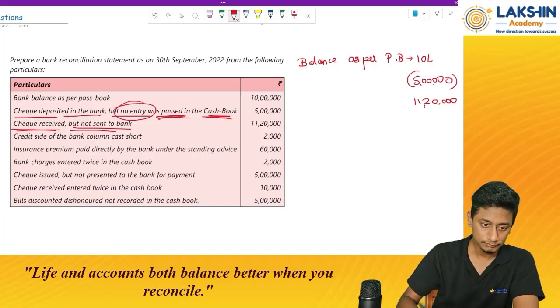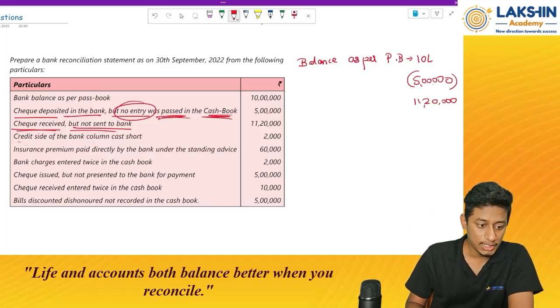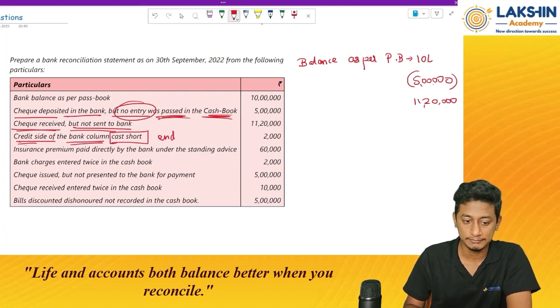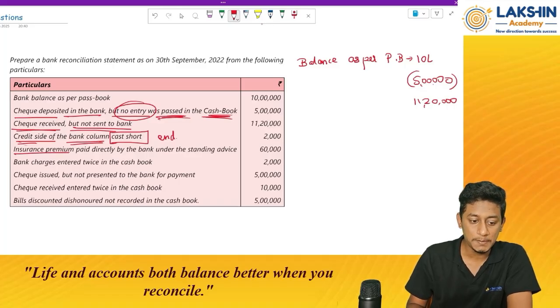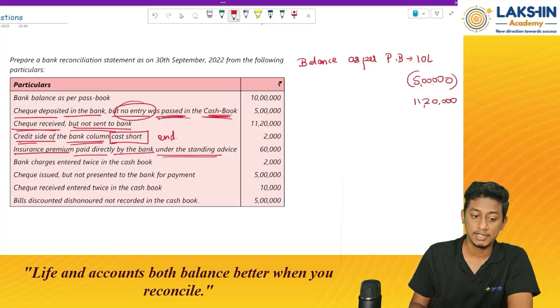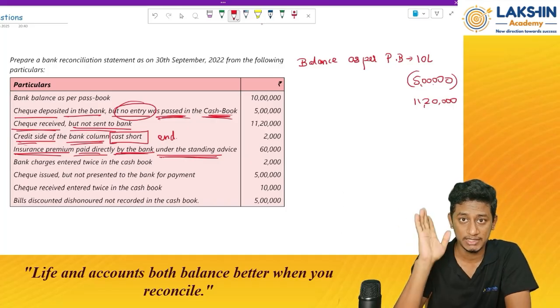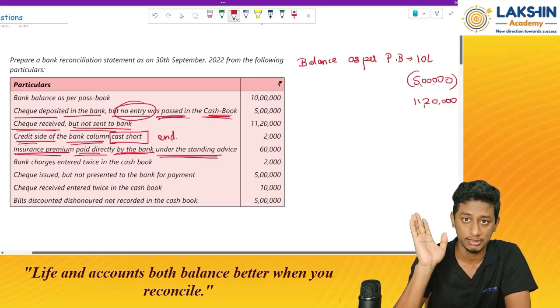Let's see. Going ahead. Credit side of the bank column was cast short. Okay, let's keep it at the end. I will keep this at the end. Then, insurance premium paid directly by the bank under standing advice. What has happened? Insurance premium was paid directly by the bank under standing advice. So I went to the bank. I had given an instruction saying that on this date, please pay the insurance premium to so and so person or so and so company. The bank has paid the amount.